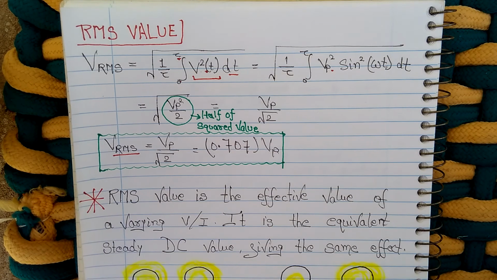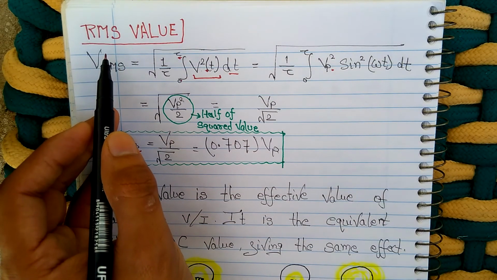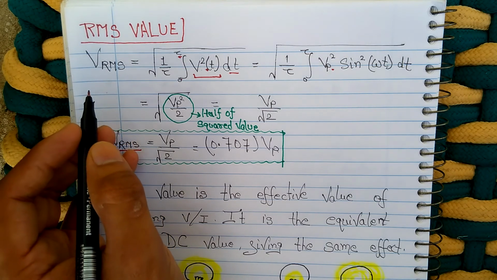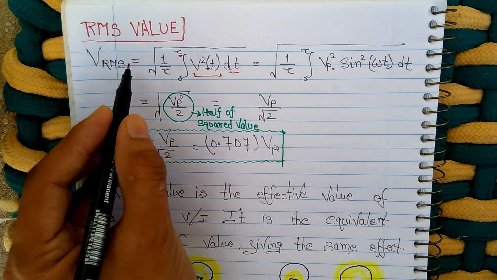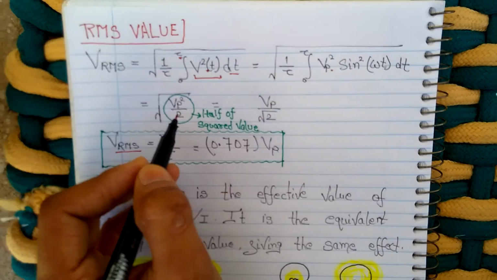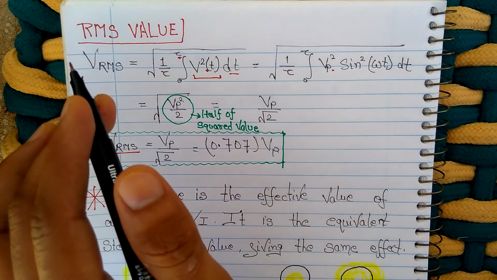So in the end, if I brief the things, the RMS value was introduced because it was hard to find some absolute value for an alternating waveform. That's why the RMS value was introduced, and it is just a mathematical value that represents the value of an alternating waveform.